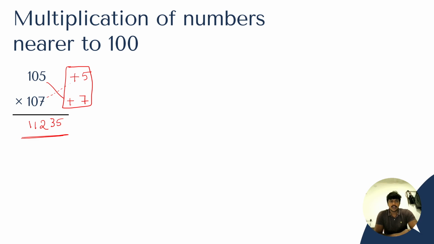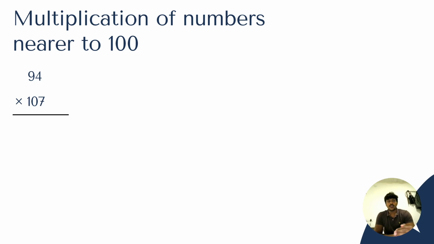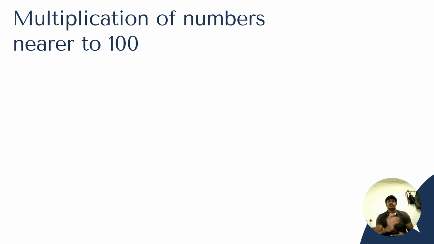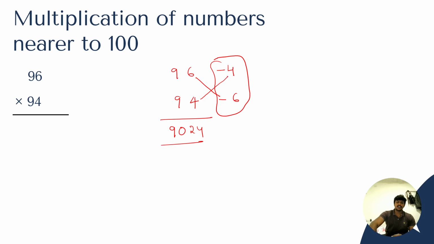Now the question comes: how are you getting the answer here, and what to do if one number is less than 100 and one number is more than 100? All this will be clarified with the explanation of how you are getting the answer. Let's go back. I will take the same numbers, 96 and 94.